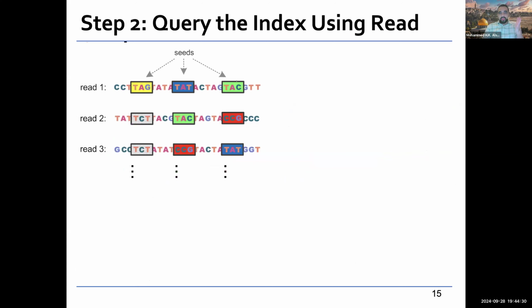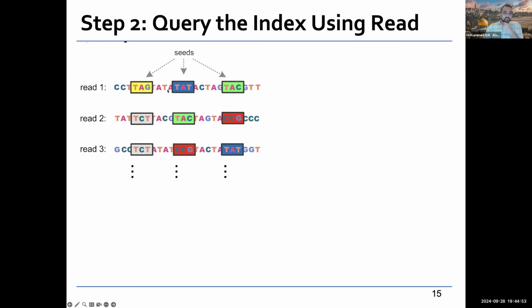Now, after we build the indexing, what we need to do is the exact same step, which we call seeding. In seeding, we don't build an index, but we use the exact same algorithm to collect the seeds from the read, and then we use those seeds to query the hash table that we built in step 1.